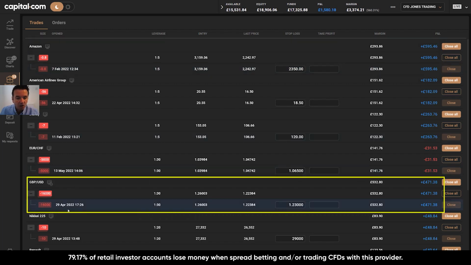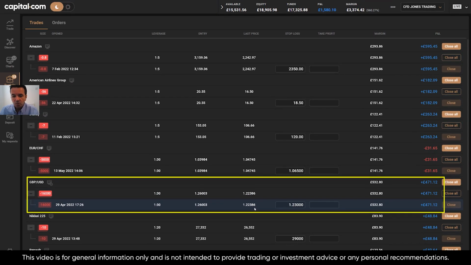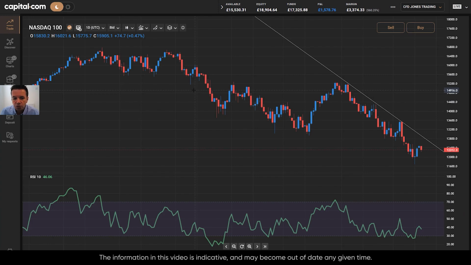So that trade is obviously profit because the market has fallen. There's a pound against the dollar short from the 29th of April, selling 16,000 at 126, and the market's currently 122.38. So again, that has made a profit. So it does show you the importance, I think, of trading markets or thinking about markets from both directions. So let's have a look at the Nasdaq and set our short up.